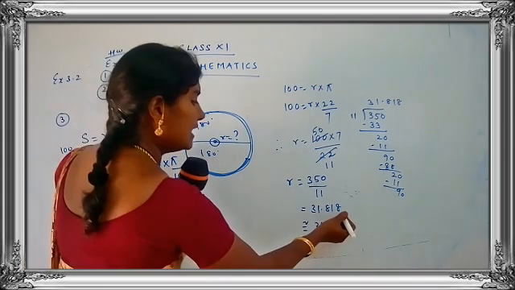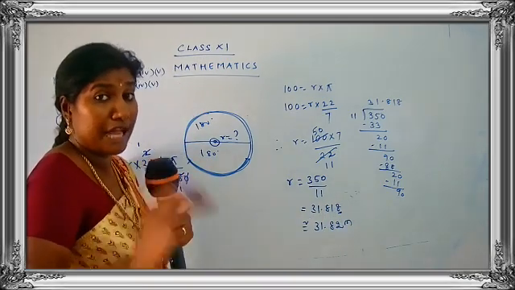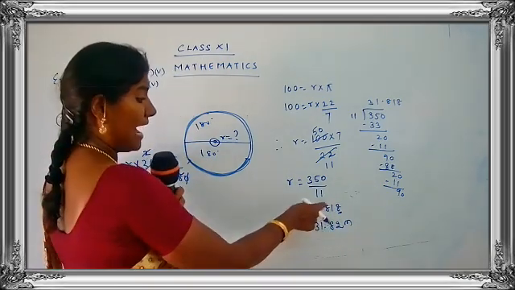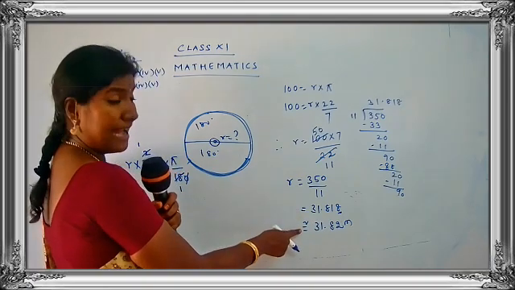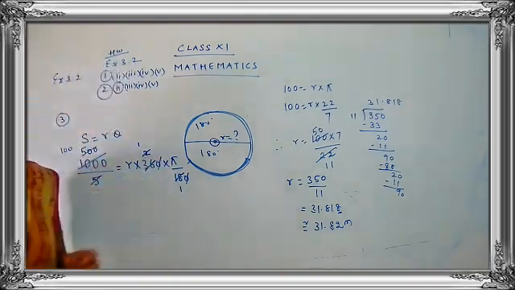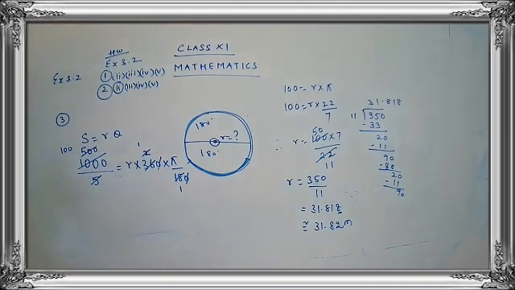The third number is 8. The third number is more than 5. 5 or more than 5 means you have to add 1 to the previous number. So just approximate it. Here I have approximated. You get the answer as 31.82 meter approximation. Okay, so now let's write the final statement over here.